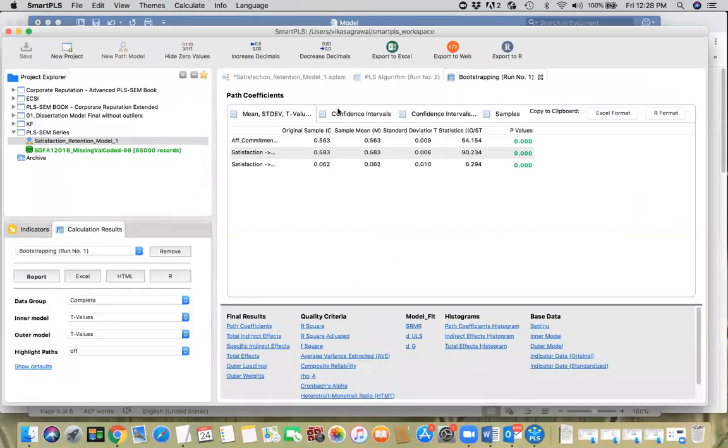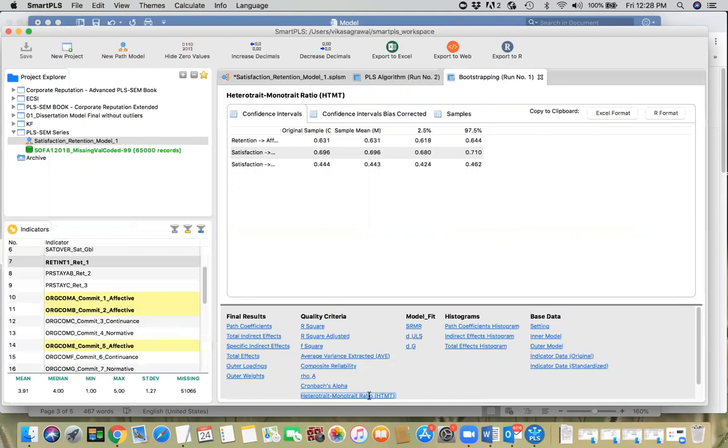Okay, so it's done. If you drop this down here, you can see the bootstrapping result and the PLS algorithm result. We are right now in the bootstrapping result, and we have to click on HTMT here. This gives me the confidence interval for all the HTMT measures: retention to commitment, satisfaction to commitment, and satisfaction to retention. And this confidence interval should not include one, and it does not.